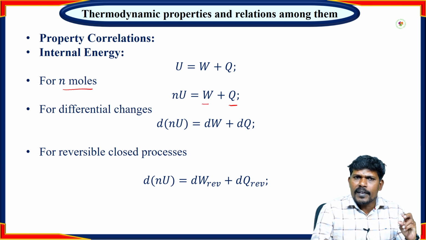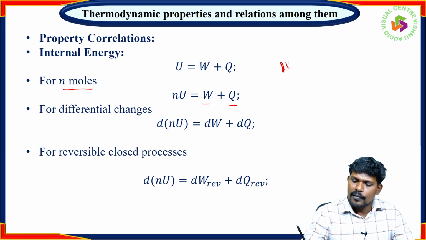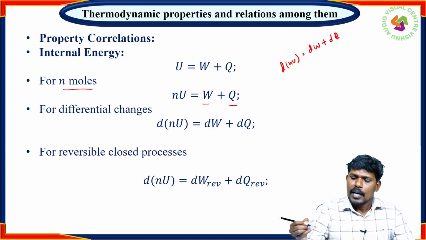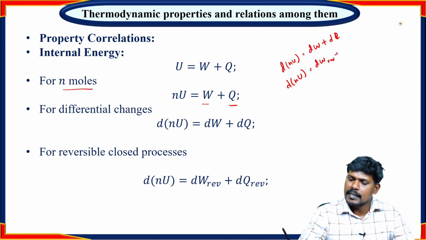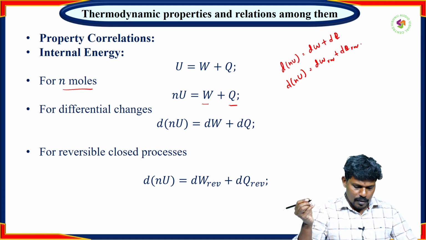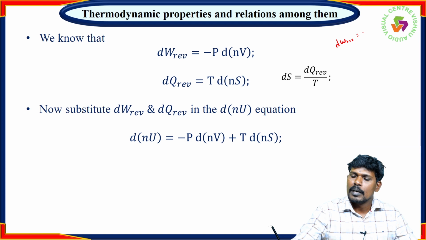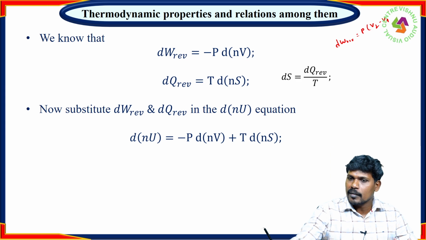Now the differential change. If there is a small change in the internal energy, then we can write d of NU is equal to dW plus dQ. For a reversible process we can write d of NU is equal to dW reversible plus dQ reversible. But we already know dW reversible is equal to P into V2 minus V1. We have already seen how to determine the work from a thermodynamics point of view.